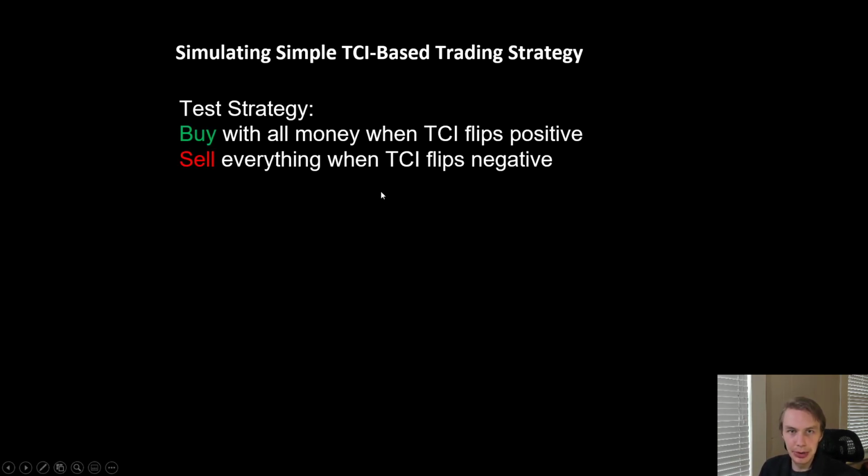We're going to use a very simple testing strategy and see if, over the history of Bitcoin, this would have been profitable above and beyond a buy and hold strategy. The test strategy is that you're simply going to buy with all the money that you have when the TCI flips positive, because that's the bullish signal, right?